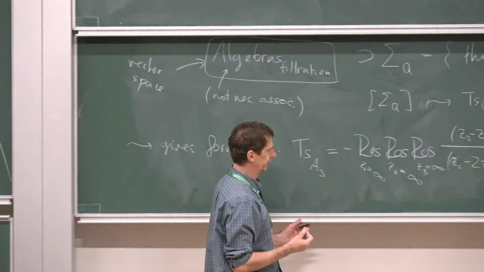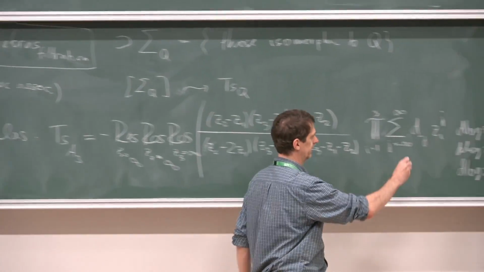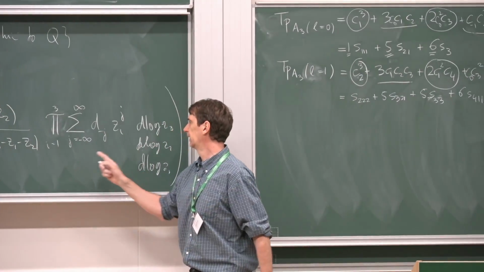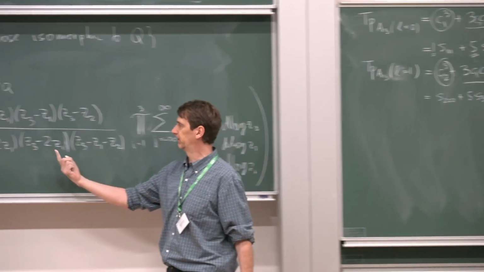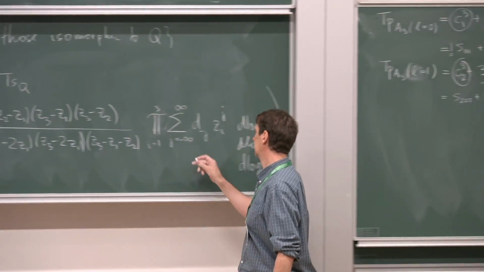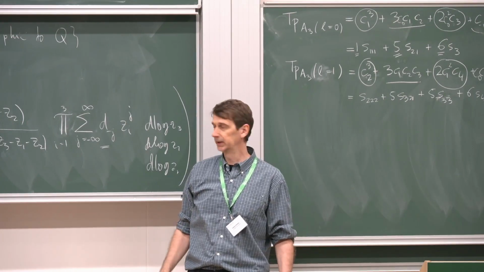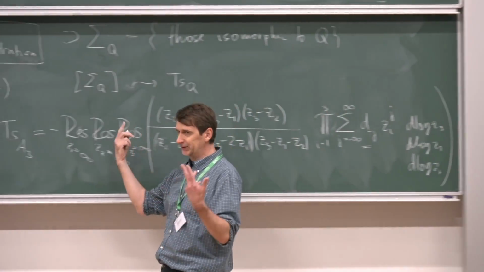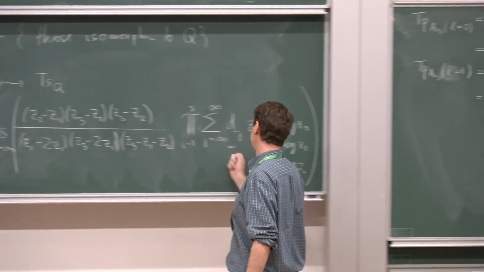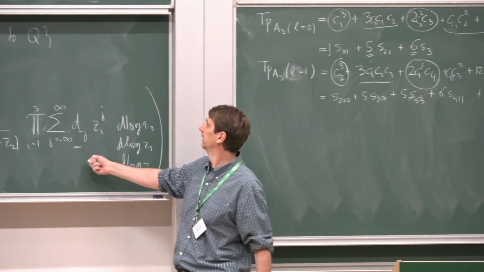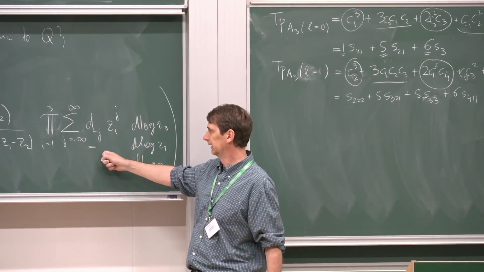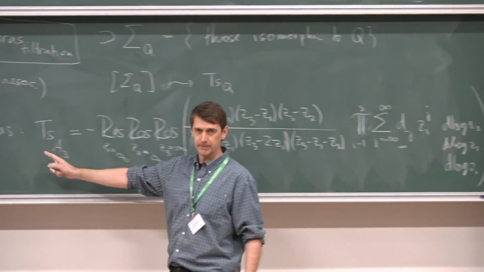What I want to point out here is that there is a big differential form which has some auxiliary variables, the Z1, Z2, Z3, and there are these D_i variables. If you integrate out or residue out the z's from it, it will be a series formally in the d's, and that's exactly the Thom series of A3.